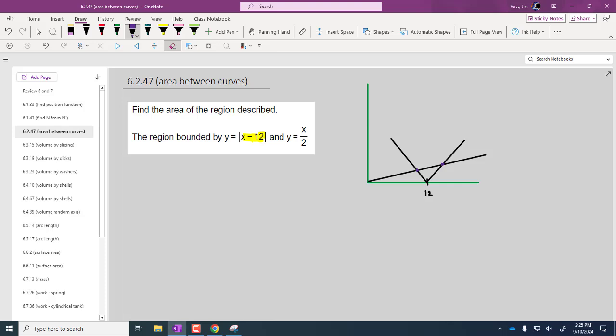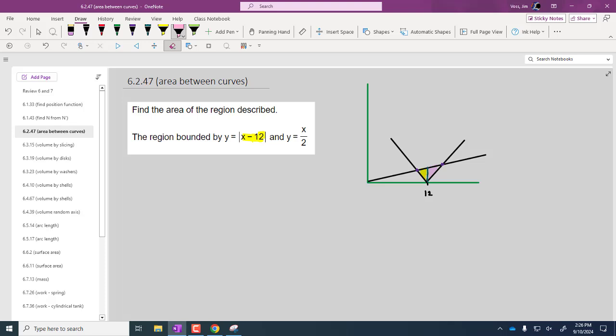So this is one of those unfortunate shapes that we have to use 2 integrals to find the area of. And we have to break this one apart. So we're going to separate this one right at 12, right down the middle. And we're going to find the area to the left, and the area to the right. So we're going to have to use 2 separate integrals. There's no way to do this one in one integral.